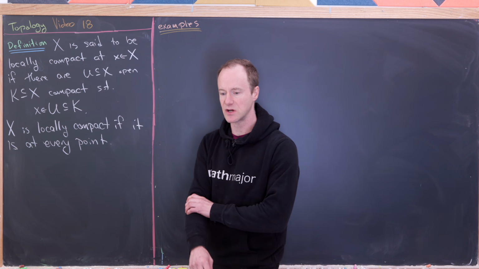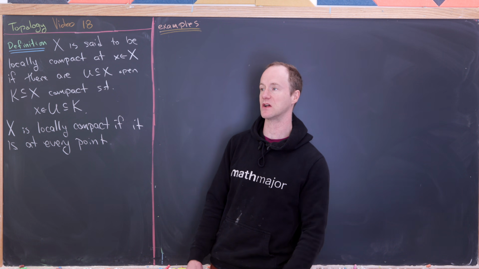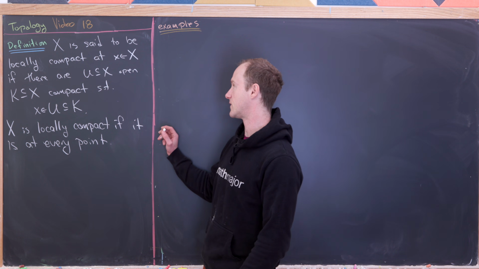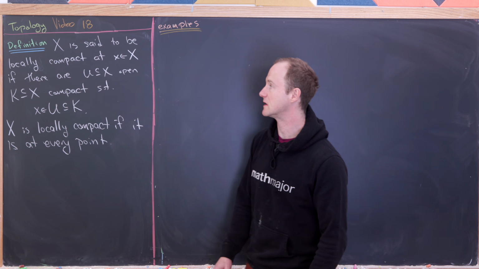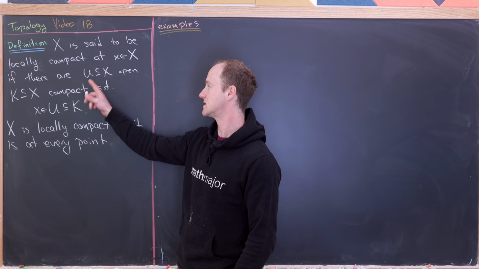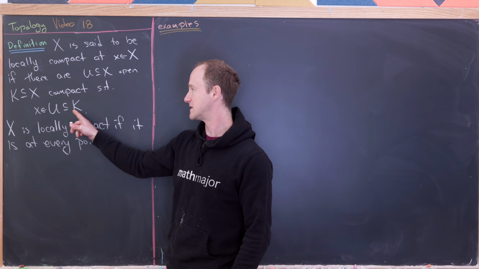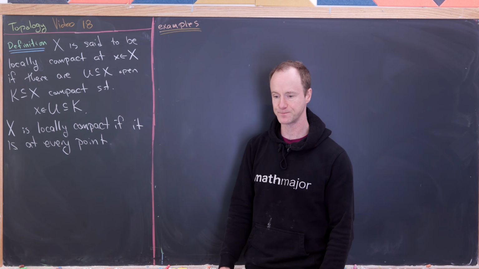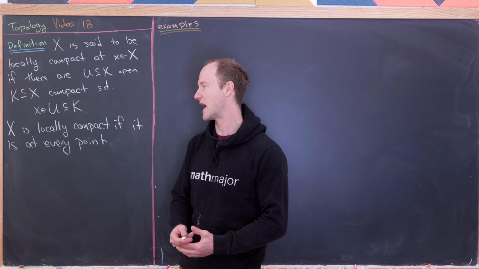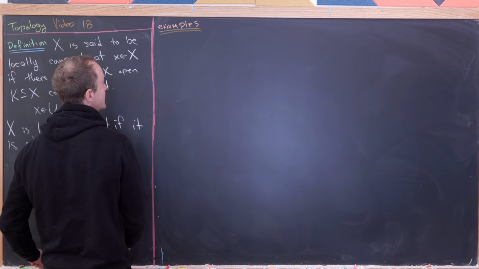Okay, so today we're going to talk about local compactness and one-point compactification of topological spaces. So we'll start with local compactness, which is defined as follows. X is said to be locally compact at a point x if there's an open set and a compact set, so that x is an element of the open set and that open set is a subset of the compact set. And then we simply say that X as a space is locally compact if it's locally compact at every point.